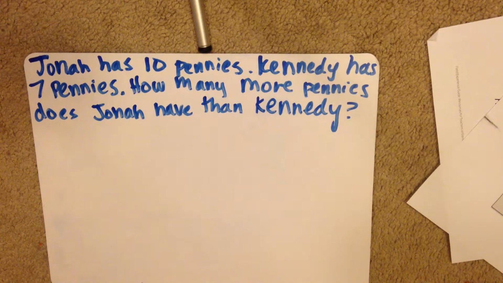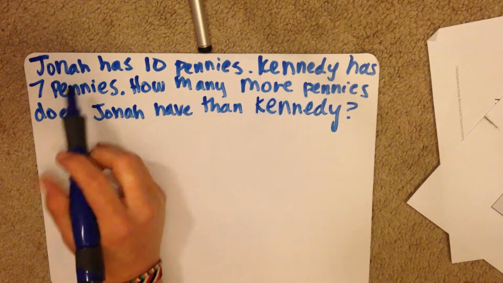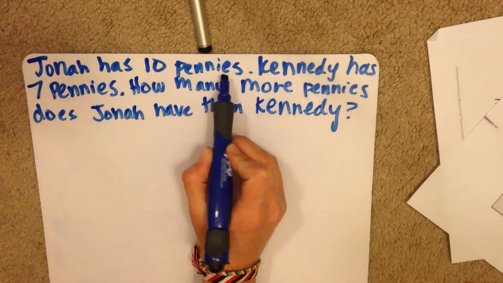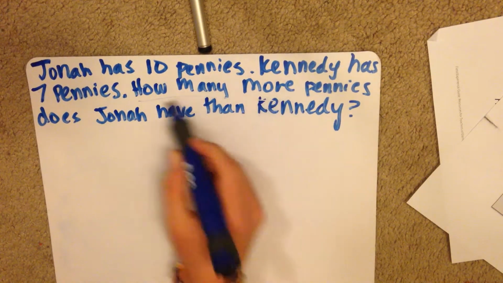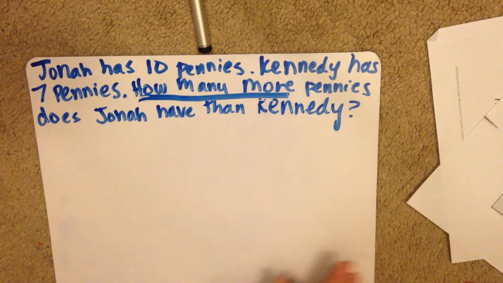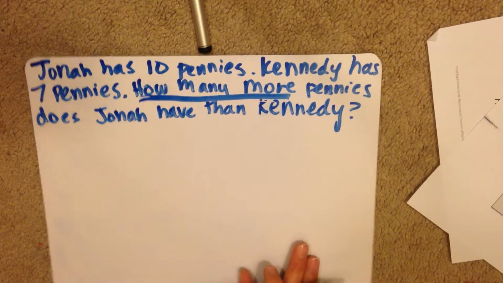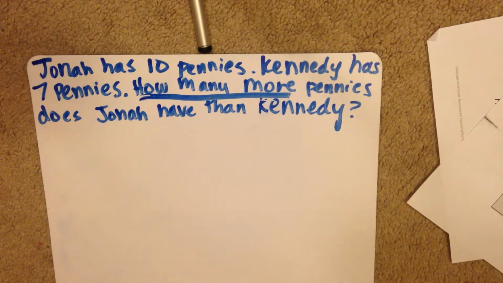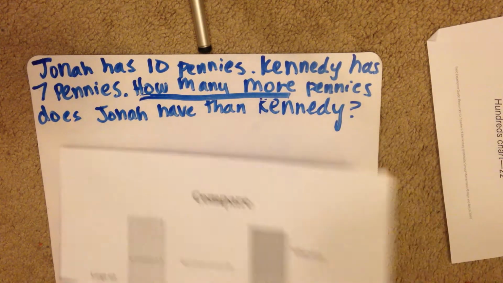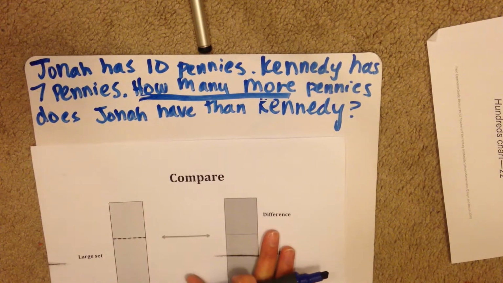So let's look at what we have. We know that Noah has 10 pennies, Kennedy has 7. How many more? So what does this tell us when we hear how many more? That tells us that we're comparing. So we know that this is a comparing problem. So what I'm going to go ahead and do is grab our comparing diagram.